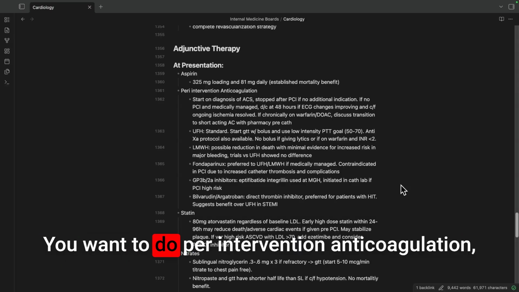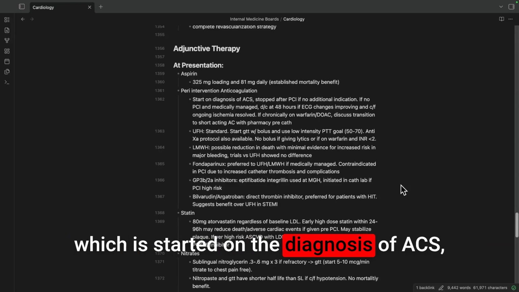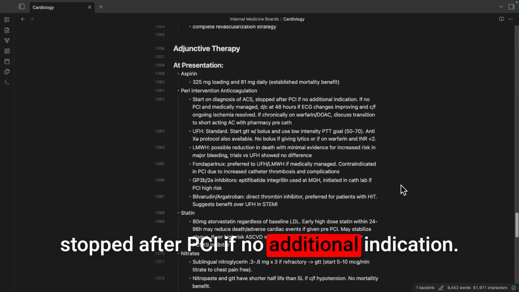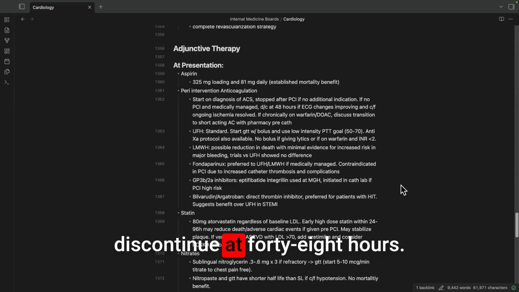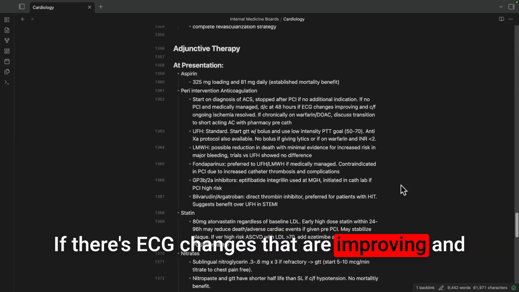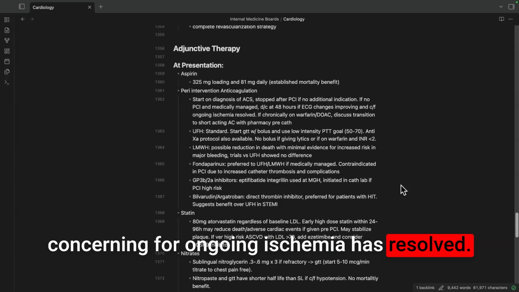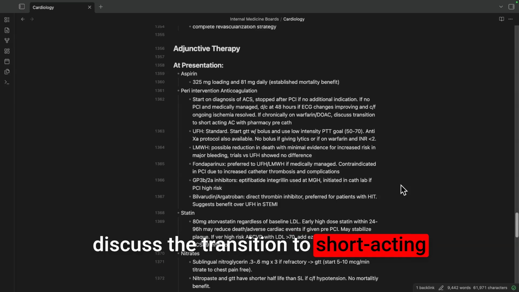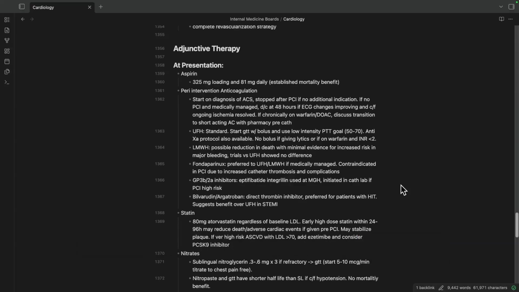You want to do peri-intervention anticoagulation, which is started on the diagnosis of ACS, stopped after PCI if no additional indication. If no PCI and medically managed, discontinue at 48 hours if ECG changes are improving and concerning for ongoing ischemia has resolved. If chronically on warfarin or DOAC, discuss the transition to short-acting anticoagulation with pharmacy precath.